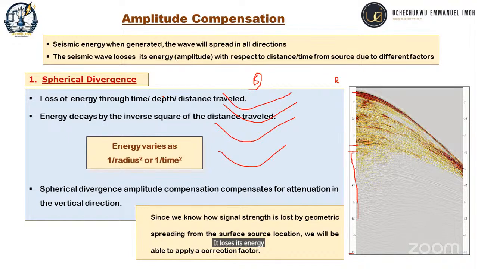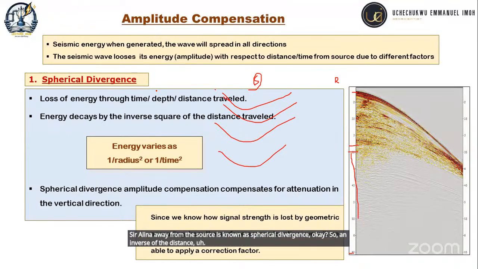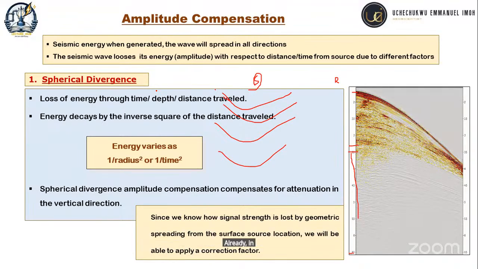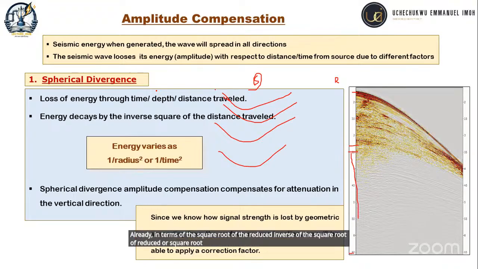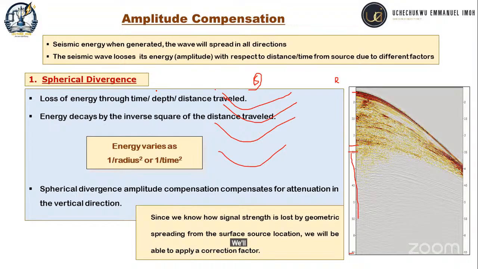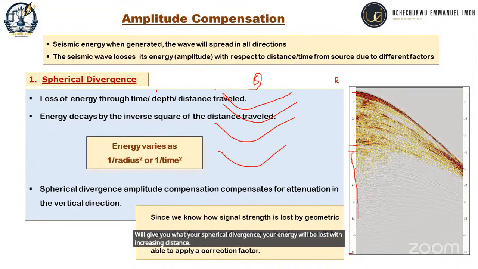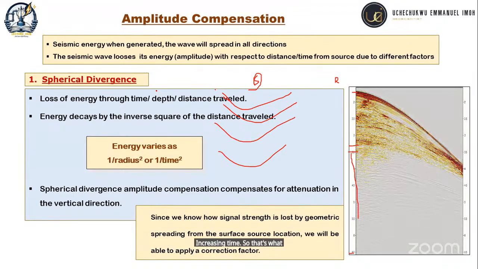The process whereby the seismic wave is spiraling away from the source is known as spherical divergence, okay? So an inverse of the distance, time of travel, reduced in terms of the square root of the radius, inverse of the square root of radius or square root of the time of travel, will give you what? Your spherical divergence. Your energy will be lost with increasing distance or increasing time. So that's one way of losing the energy of your seismic data: by spherical divergence.